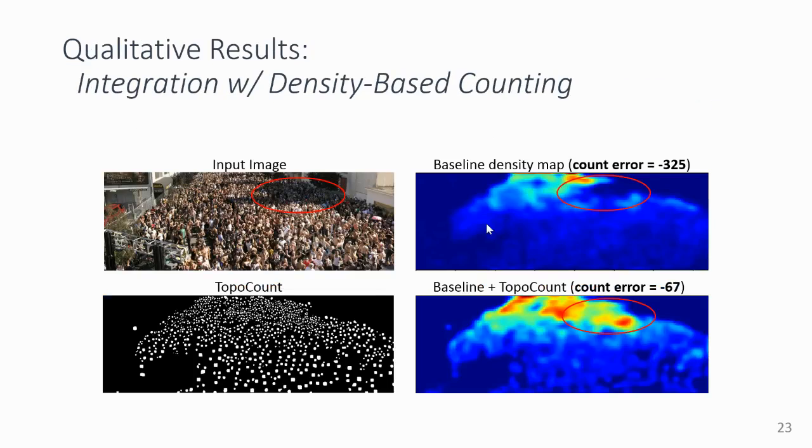Here we show a qualitative result showing how the integration can benefit the counting performance. In this example, the baseline density map performs poorly because of the strong shadow in the circled region. After the integration, the counting error is reduced by almost 80%.